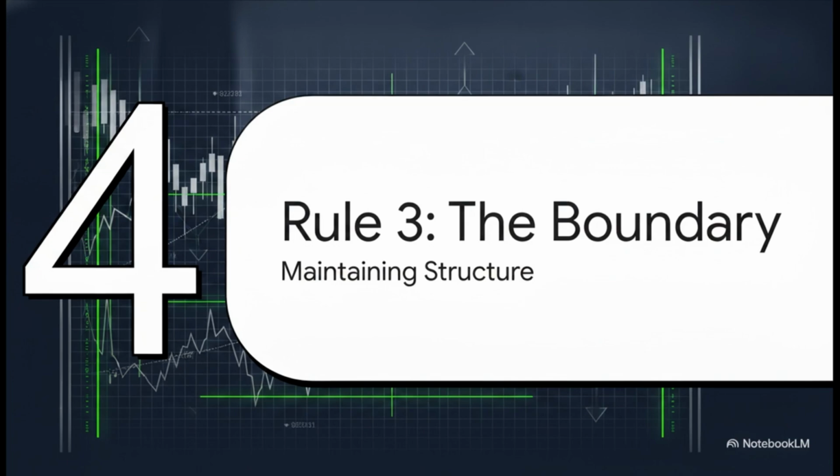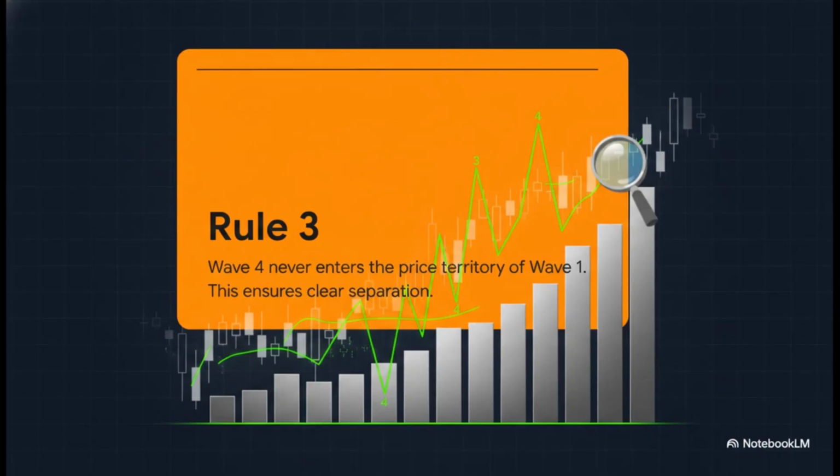All right, Section 4. Rule 3. The boundary. This brings us to Rule 3, which states that Wave 4 never enters the price territory of Wave 1. This is a totally rigid boundary for standard impulse waves. There needs to be clear, empty air, like visible daylight, between the top of that first wave and the bottom of the fourth wave. That separation is exactly what keeps the trend flowing and proves the structural integrity of the whole move.